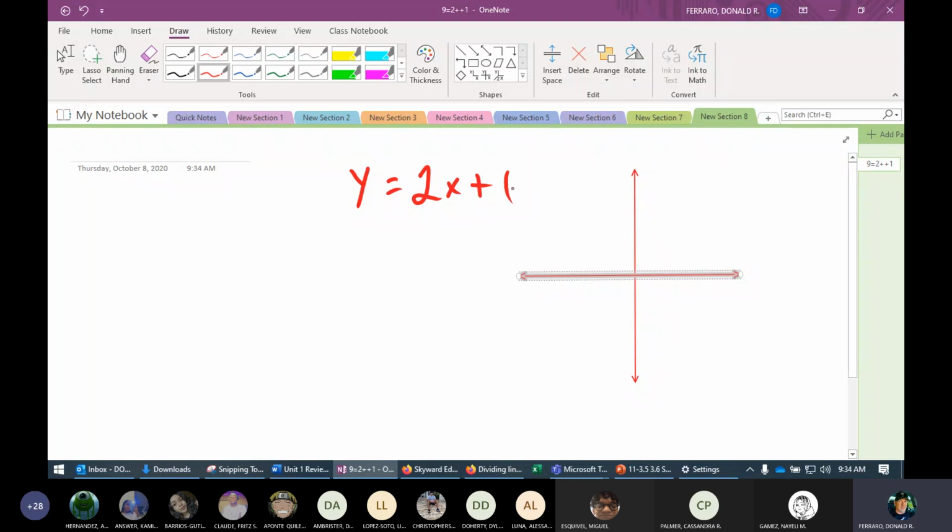So I start with my plus 1, all right? So 1, 2, 3, 4, 5, 1, 2, 3, 4, 5. So I start with my positive 1. That's my y-intercept, okay? And then I'm going to go up 2 and over 1. Now, if I wanted an equation for a line that was going to be parallel to this line, what do you guys think that equation could be? Anybody have any idea?